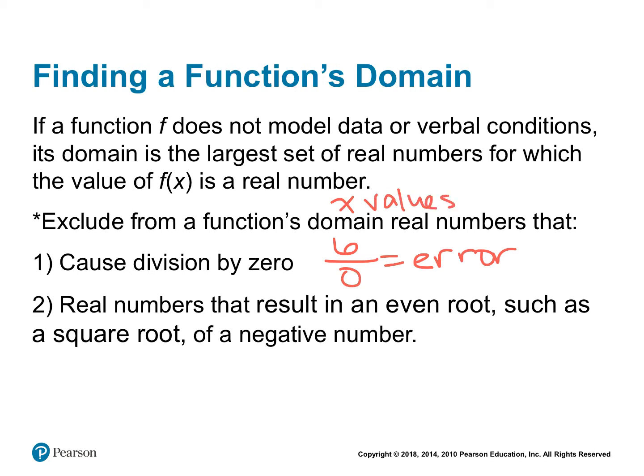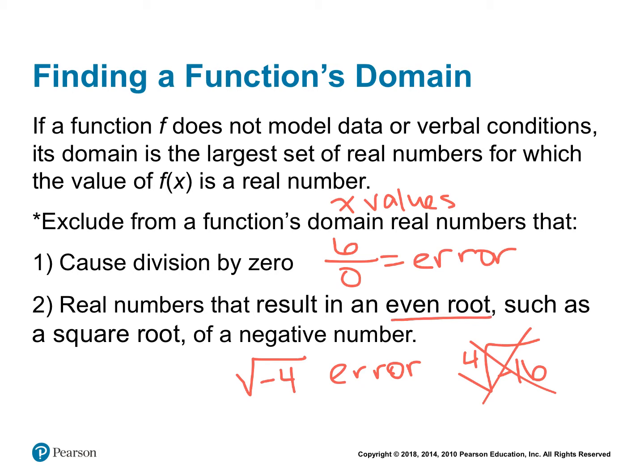And real numbers that result in an even root, like a square root of a negative number, would also say error. So let's say I want to do the square root of -4. That's going to say error. You cannot take the square root of a negative number. You also can't take the 4th root of a negative number. That's not allowed. So that's what it means by even root of a negative number.